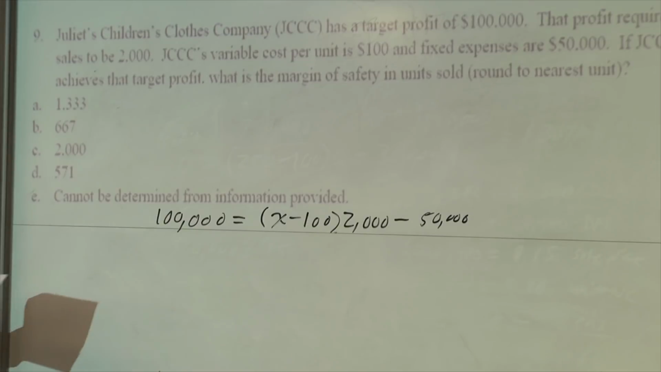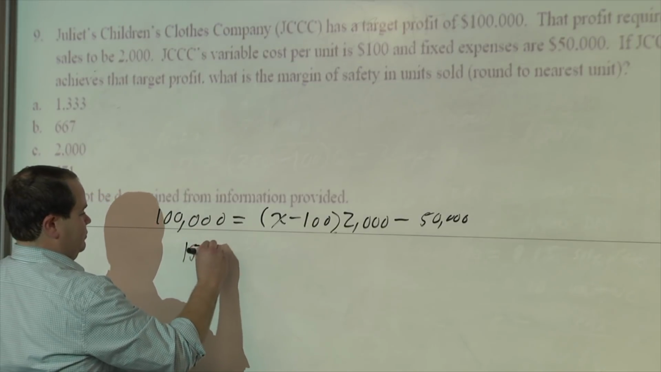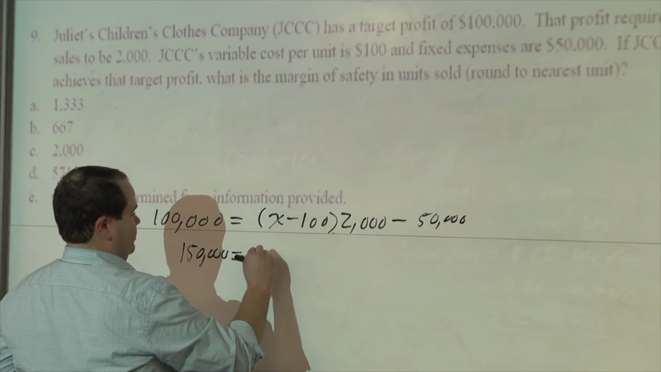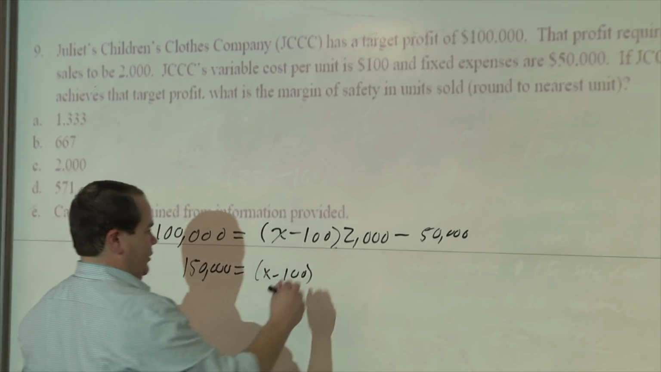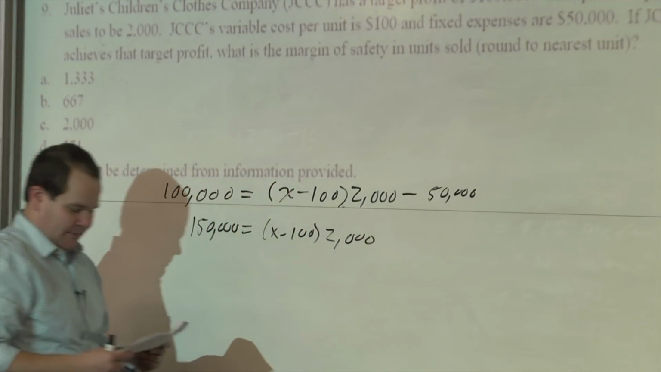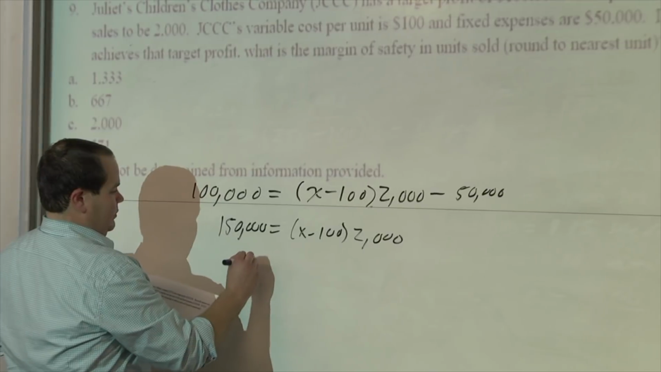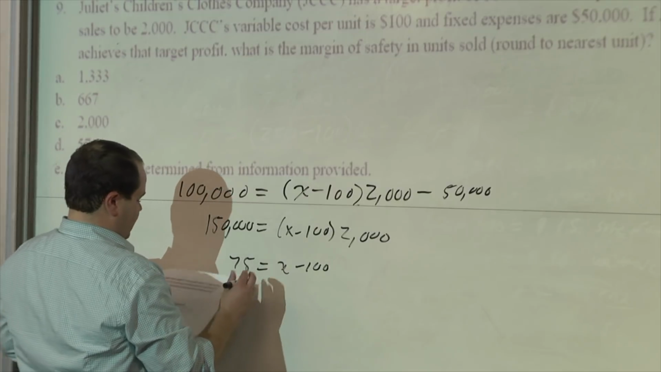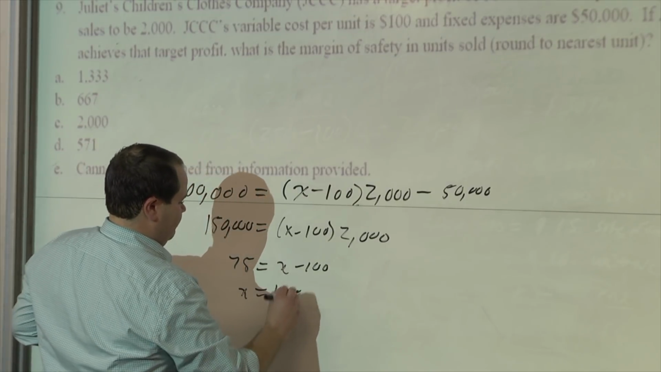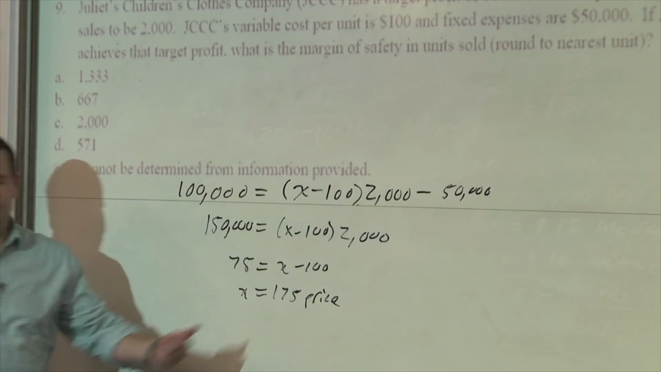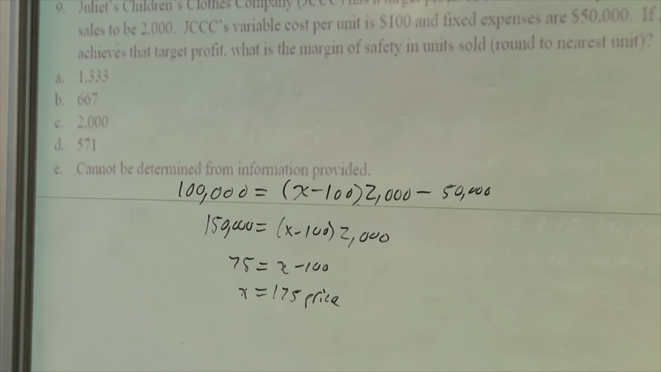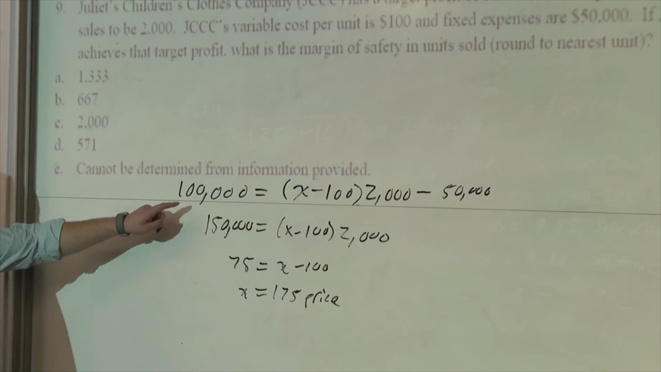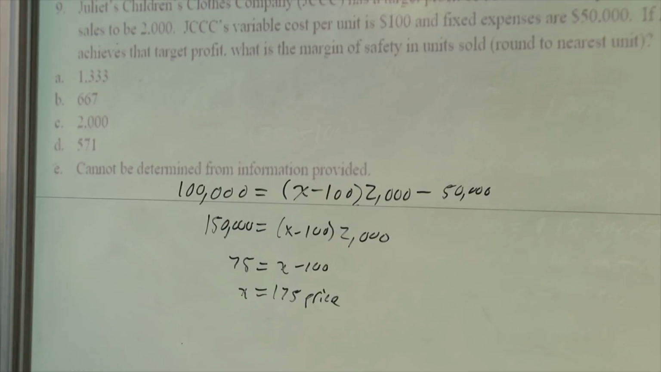All right, so if we rework that, we got 150,000 equals x minus 100 times 2,000, so 75 x minus 100 x. All right. So 175 has to be the price at this target profit. Okay? So all we did here is we put the numbers in and we solved for what the unit price has to be.